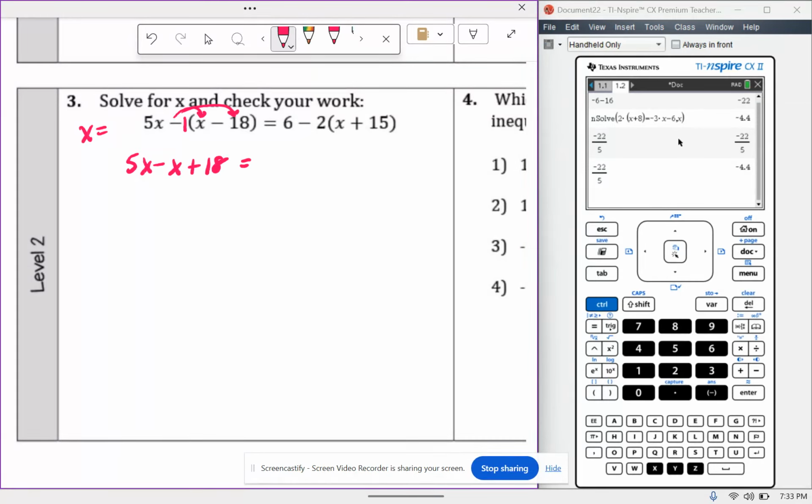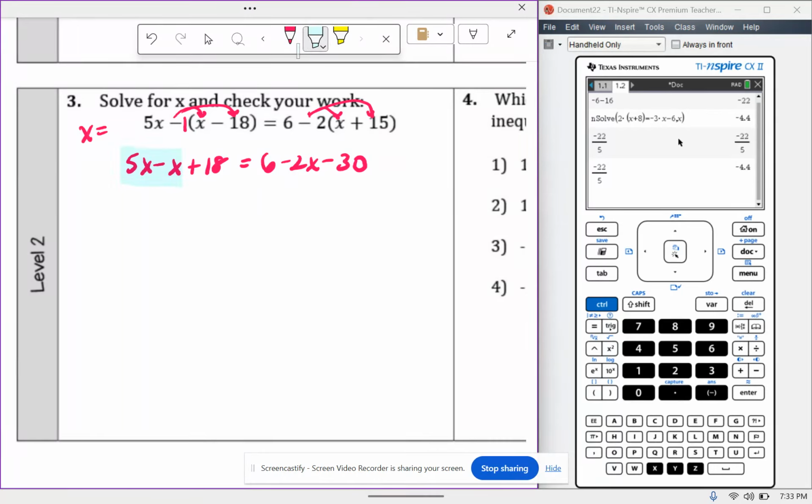Then I have parentheses over here as well. So now I have 6, and then I have negative 2x minus 30. So I'm going to fully simplify both sides before I move things over to the other side.